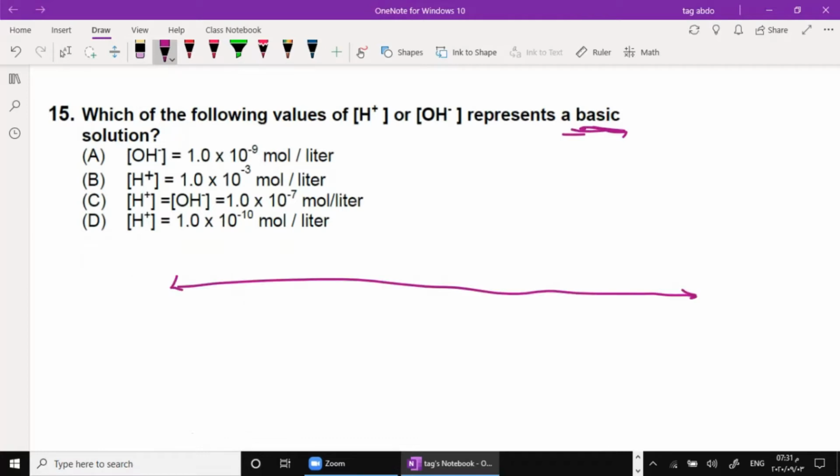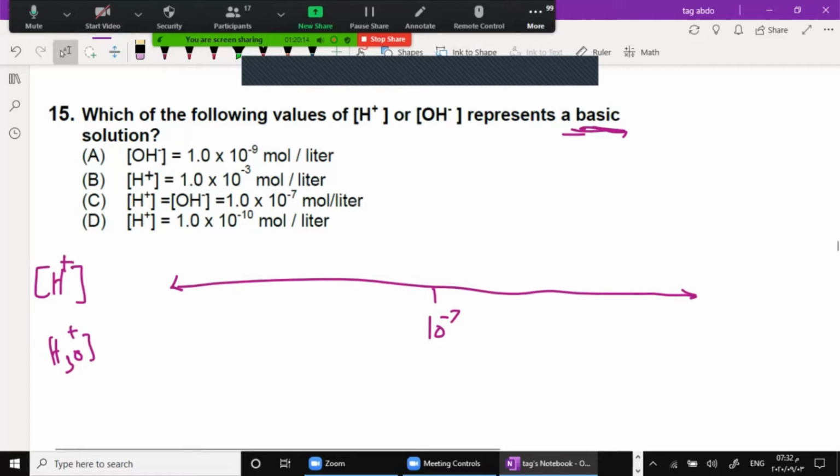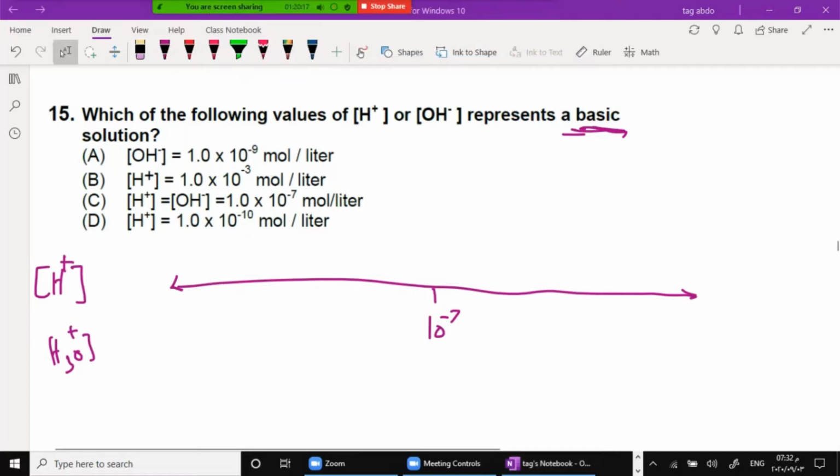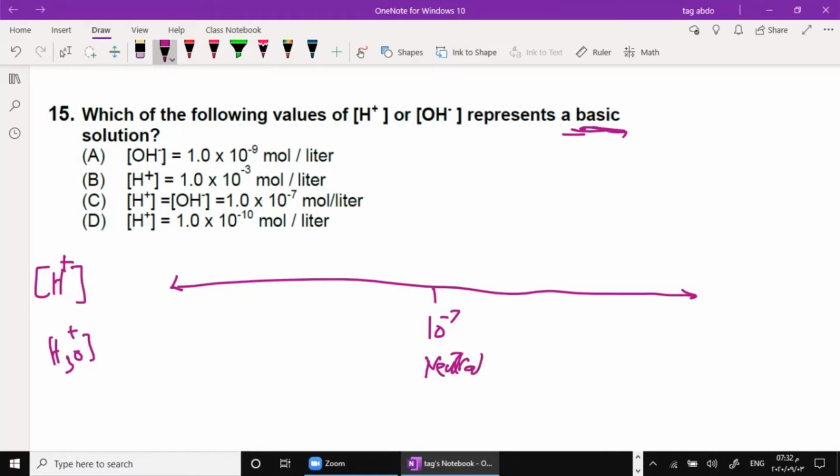Okay, I think we have seen this diagram before. This is the concentration of H plus, or H3O plus, hydrogen cation or hydronium cation. They are both the same. We said that if the concentration of H plus equals 10 to the minus 7, this is a neutral solution.